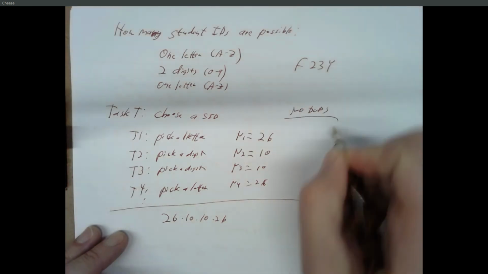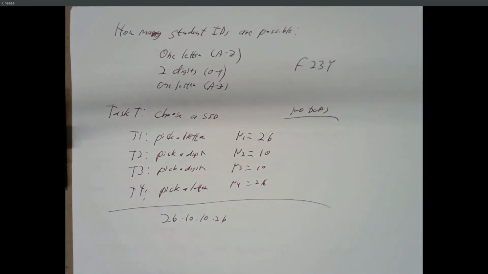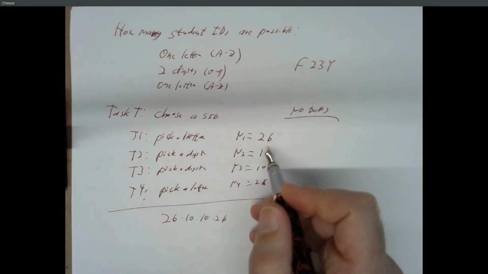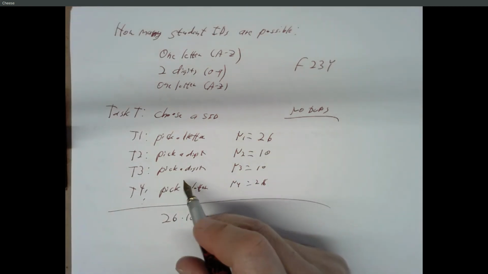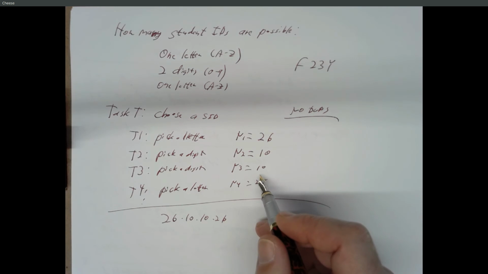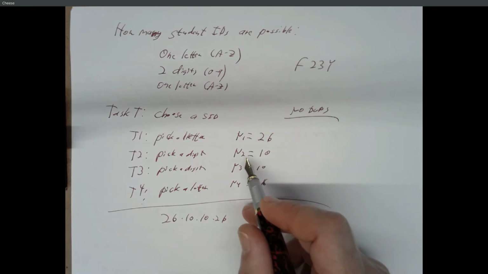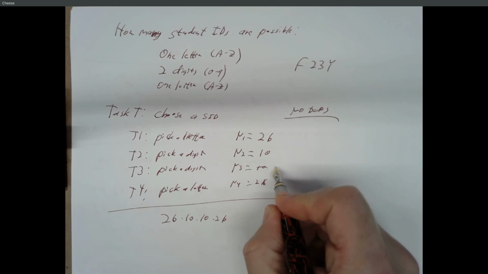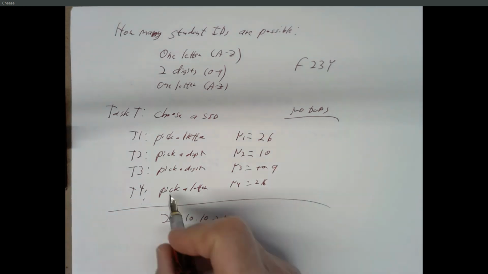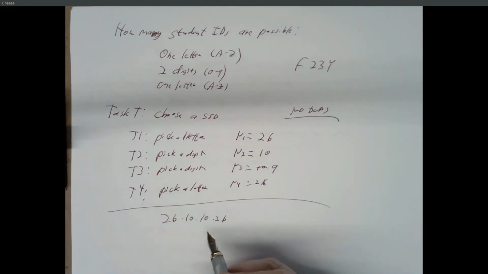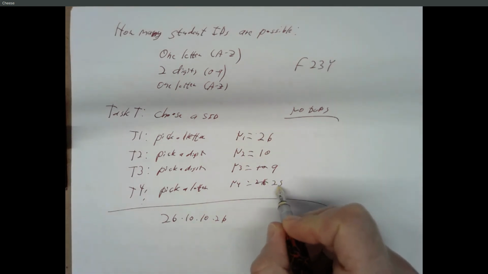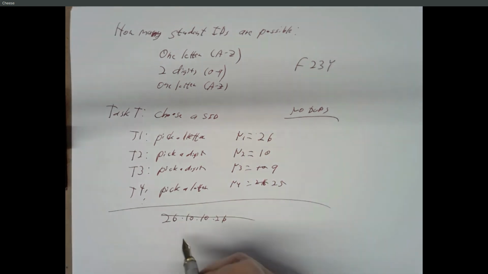those numbers? Yeah. So we can still pick the first letter 26 ways, we can pick the first digit 10 ways, but now to pick the second digit, we only have 9 choices because we can't reuse the digit we picked for task T2, so this becomes 9. And to pick a letter, we can't reuse the same letter we did for task 1, so now we have only 25 possibilities. So now the total number of ways we can pick a student ID is 26 times 10 times 9 times 25. It's the same process, just slightly different calculation.